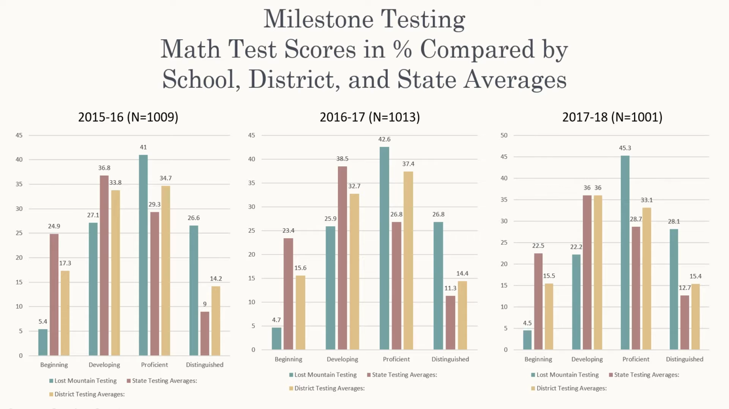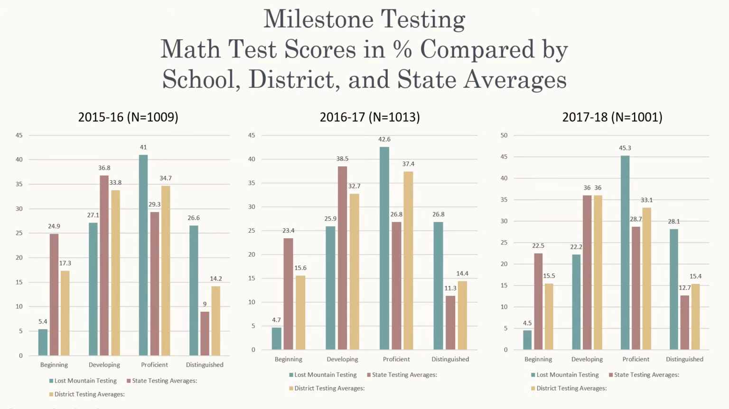Looking at our Milestone scores, comparing our school to the state and the district, across the board, Lost Mountain Middle School significantly outperforms the state and the district. We have fewer students at the beginning and developing levels and more students at the proficient and distinguished levels.